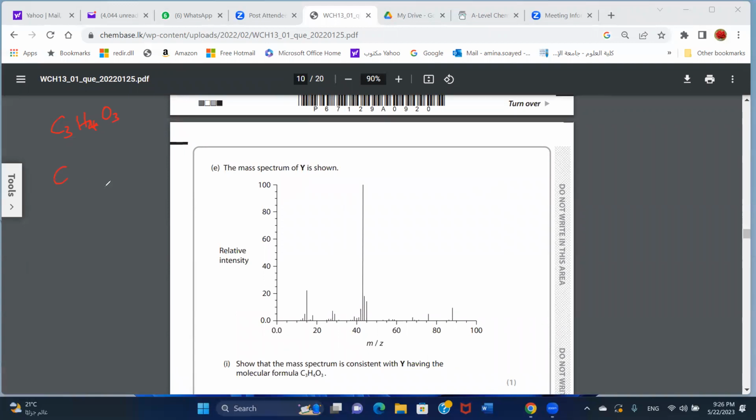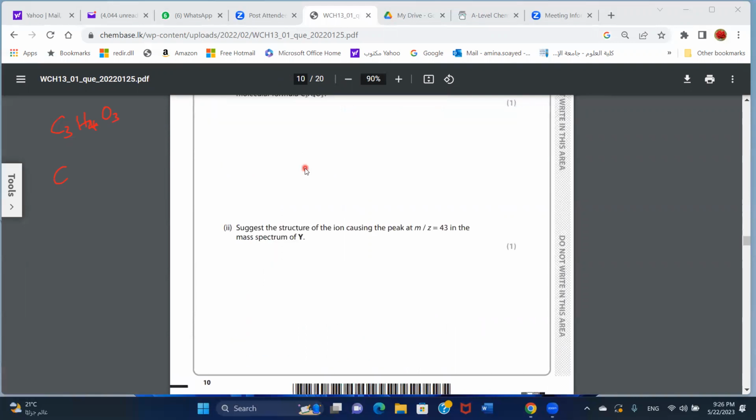Yes. So what do you expect about its structure? Because they said suggest the structure. You said C2H3O. Okay, so what do you expect about its structure? Because this is a molecular formula, but they want the structure of the ion. What can it be? What you said is correct, but what do you expect about the structure? I'm trying to think of a way where we can arrange all the atoms together.